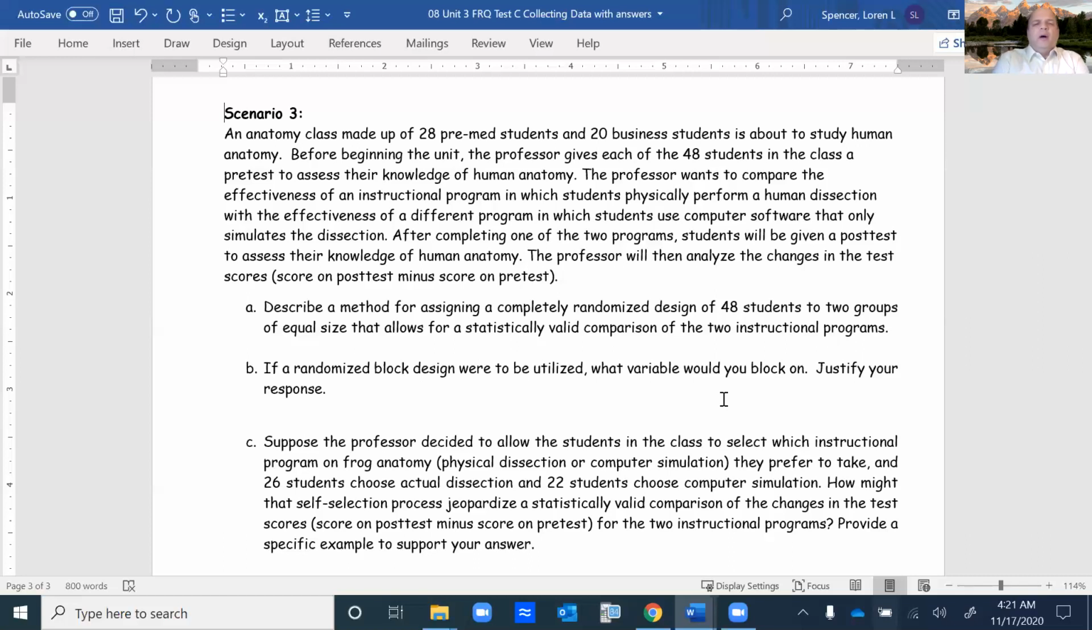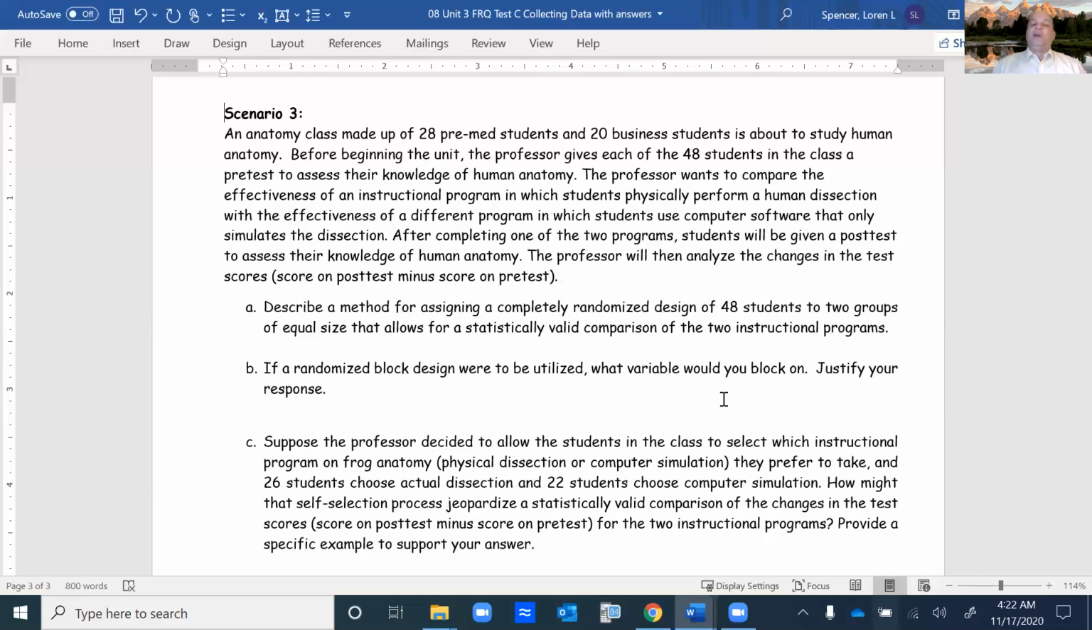So when I look at this, I'm going to bet that the pre-med students as a whole are going to be more interested in doing a physical dissection than the business students. I don't know that, but my concern here is that I would overrepresent one group. Very likely I'd overrepresent the pre-med in the physical dissection and overrepresent the business in the computer simulation. As such, I don't have fair representation across the groups, and in this case, I believe that there's going to be a difference. I'm going to believe that the pre-med students are going to be better at dissection, so consequently, their scores are going to have a different rate of change than the business students.